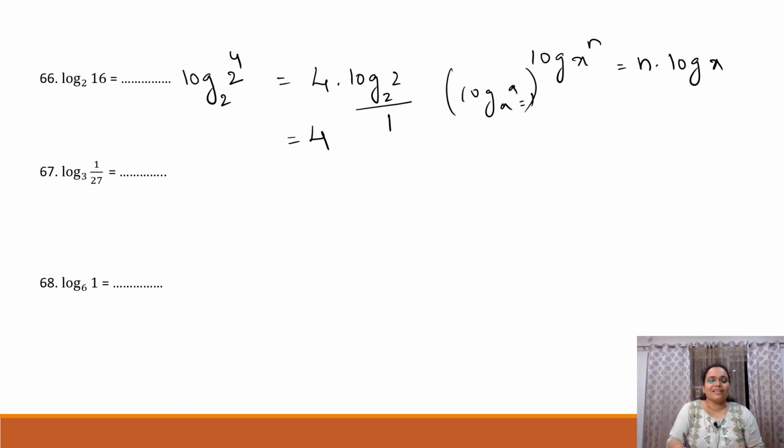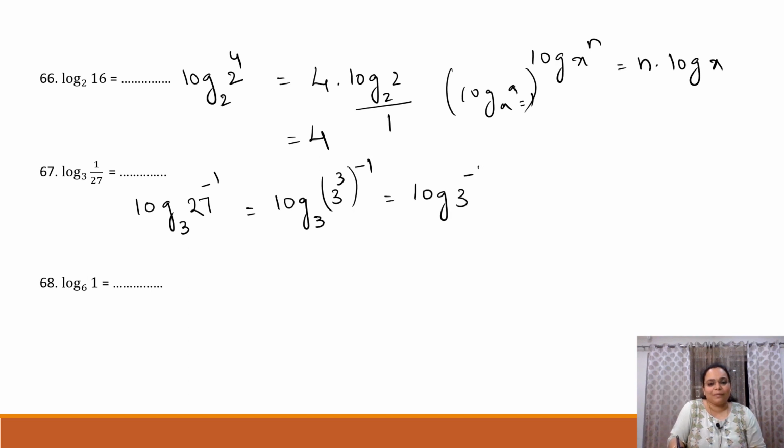Alright. So the next one is log 1 by 27 to the base 3. Log 1 by 27 can be written as 27 to the power minus 1 base 3, right? So further simplifying 27 as 3 cube. So that is log 3 power minus 3 to the base 3. So this is the same form, okay? That will be minus 3 into log 3 base 3, okay? Which is, this is 1. So your answer will be minus 3.